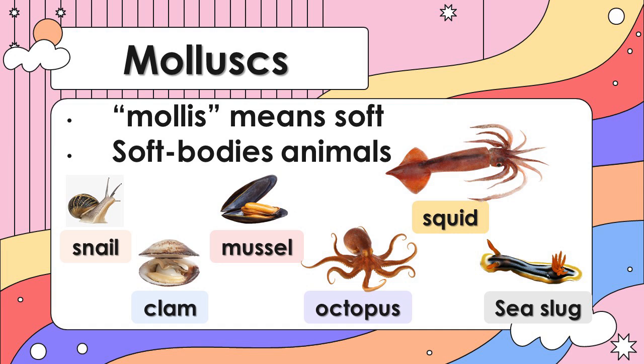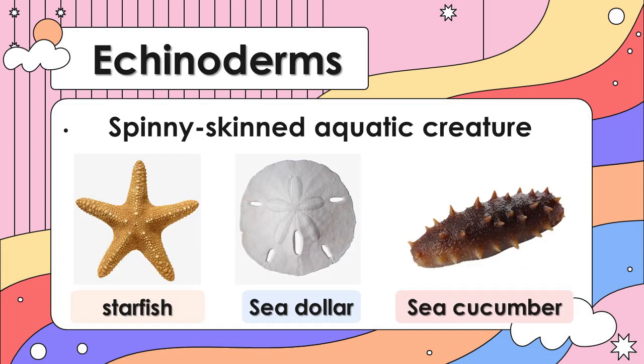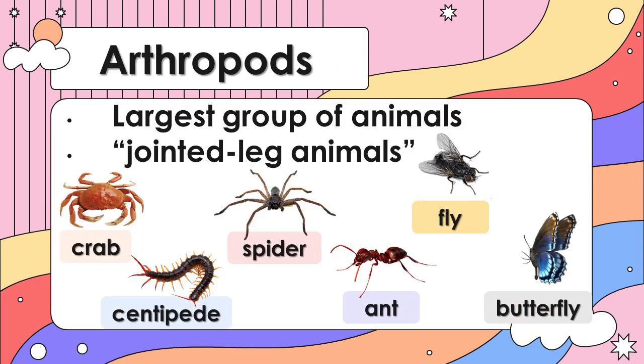Mollusks. Mollusks came from the Latin word mollis, meaning soft. Some call them soft-bodied animals because their bodies are soft. They include snails, clams, octopus, squid, and sea slug. Echinoderms. Echinoderms are known as spiny-skinned aquatic creatures such as starfish, sand dollar, and sea cucumber. Arthropods form the largest group of animals. They can be remembered as jointed leg animals like crab, spider, centipede, ant, fly, and butterfly.